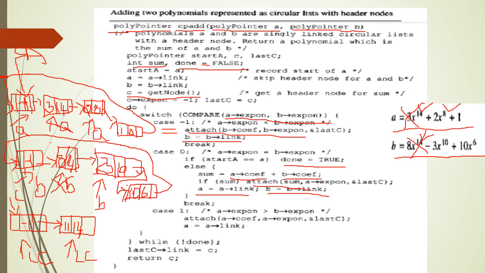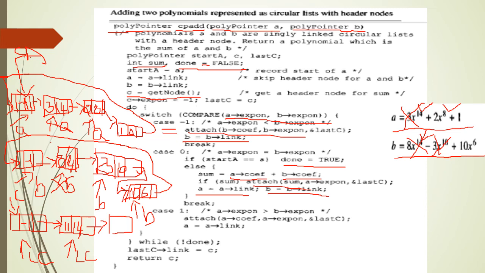Then B is equal to B of link, which means this term will be removed. That is minus 3. Here it will create a node. The attach function will create a node and it will attach minus 3 and 10 to the resultant polynomial, and this term will be removed. That is B is equal to B of link. B is equal to B of link means it goes to the next node, that is the last node of the second polynomial. And again it goes back to the next statement, that is switch only, compare A of exponent.